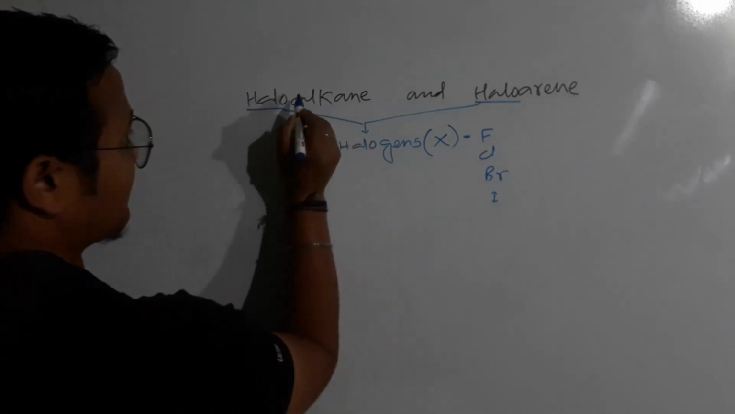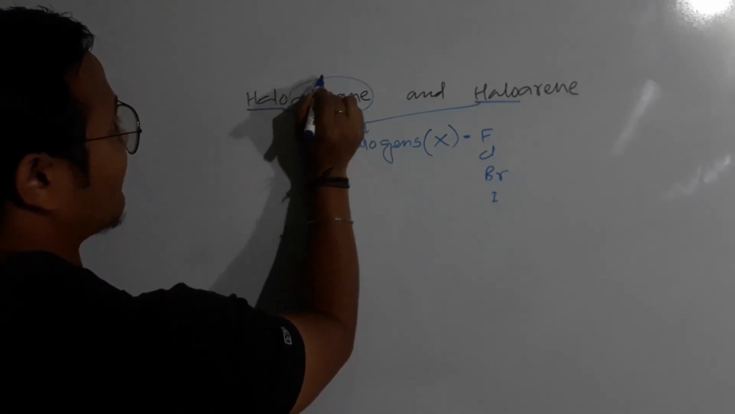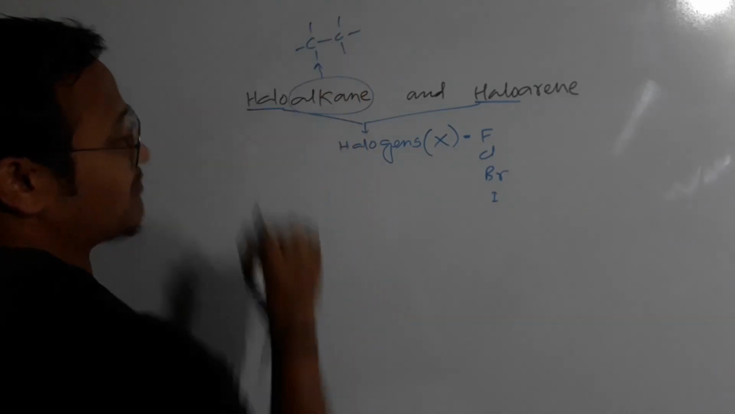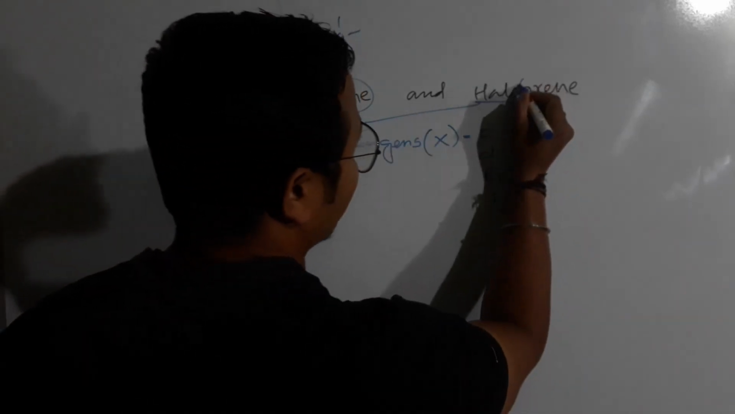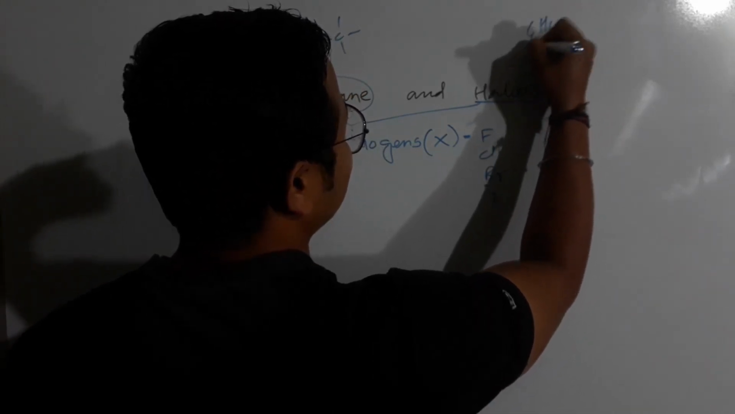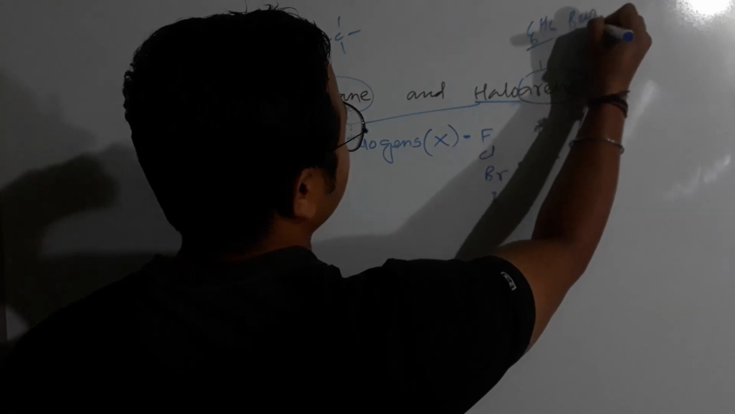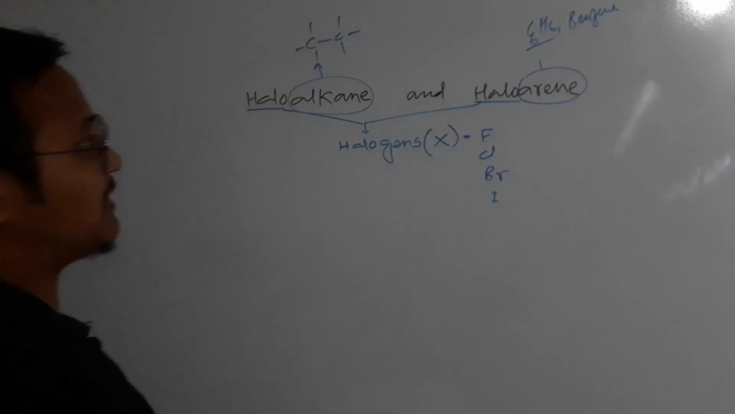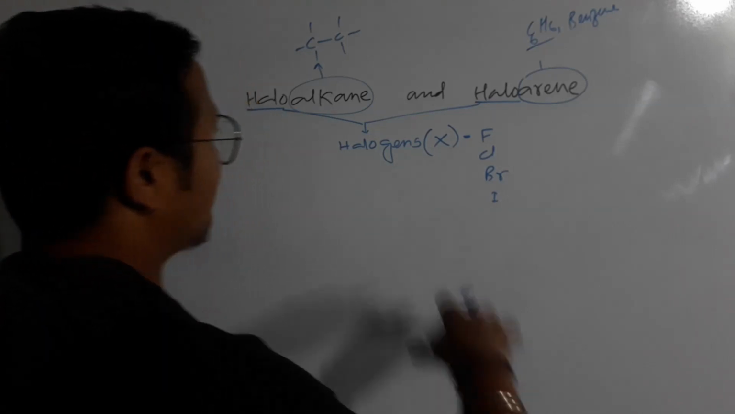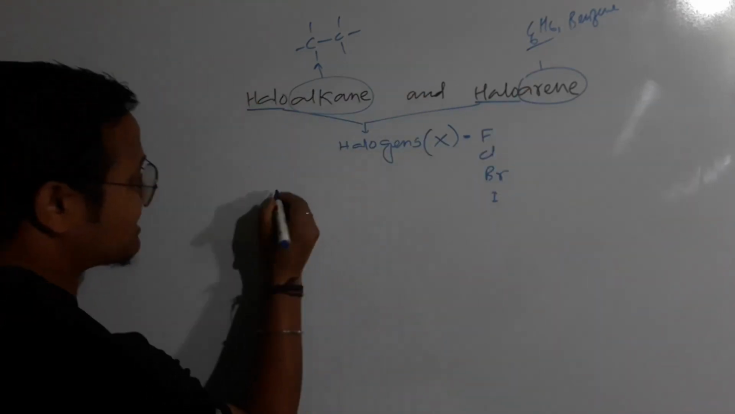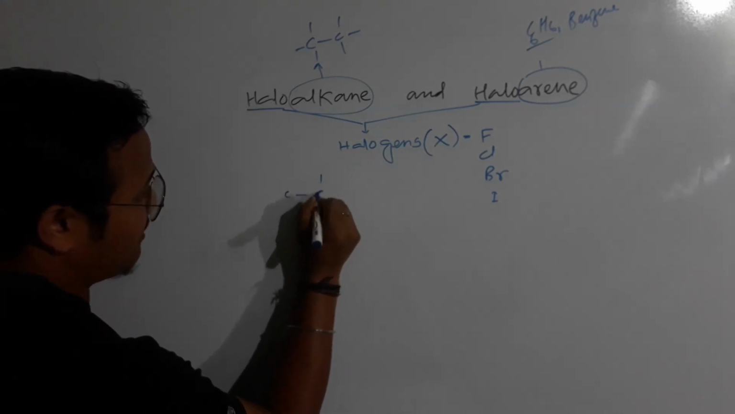And when we are talking about alkane, we know alkanes are carbon-carbon single bonded compounds, isn't it? And when we are talking about arene, arene means C6H6, that is, the benzene ring. Now, when it means haloalkane, we know that alkane means a carbon-carbon single bonded compound.